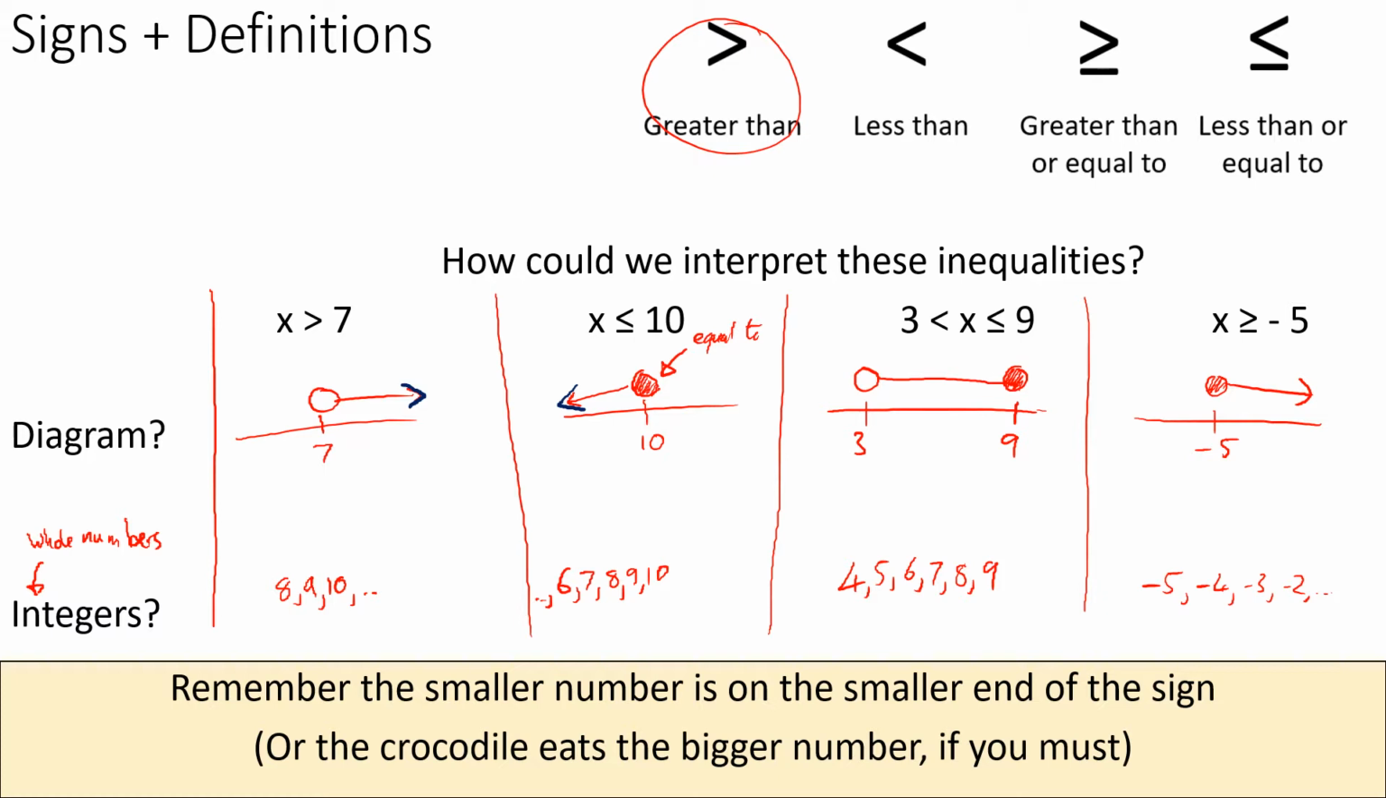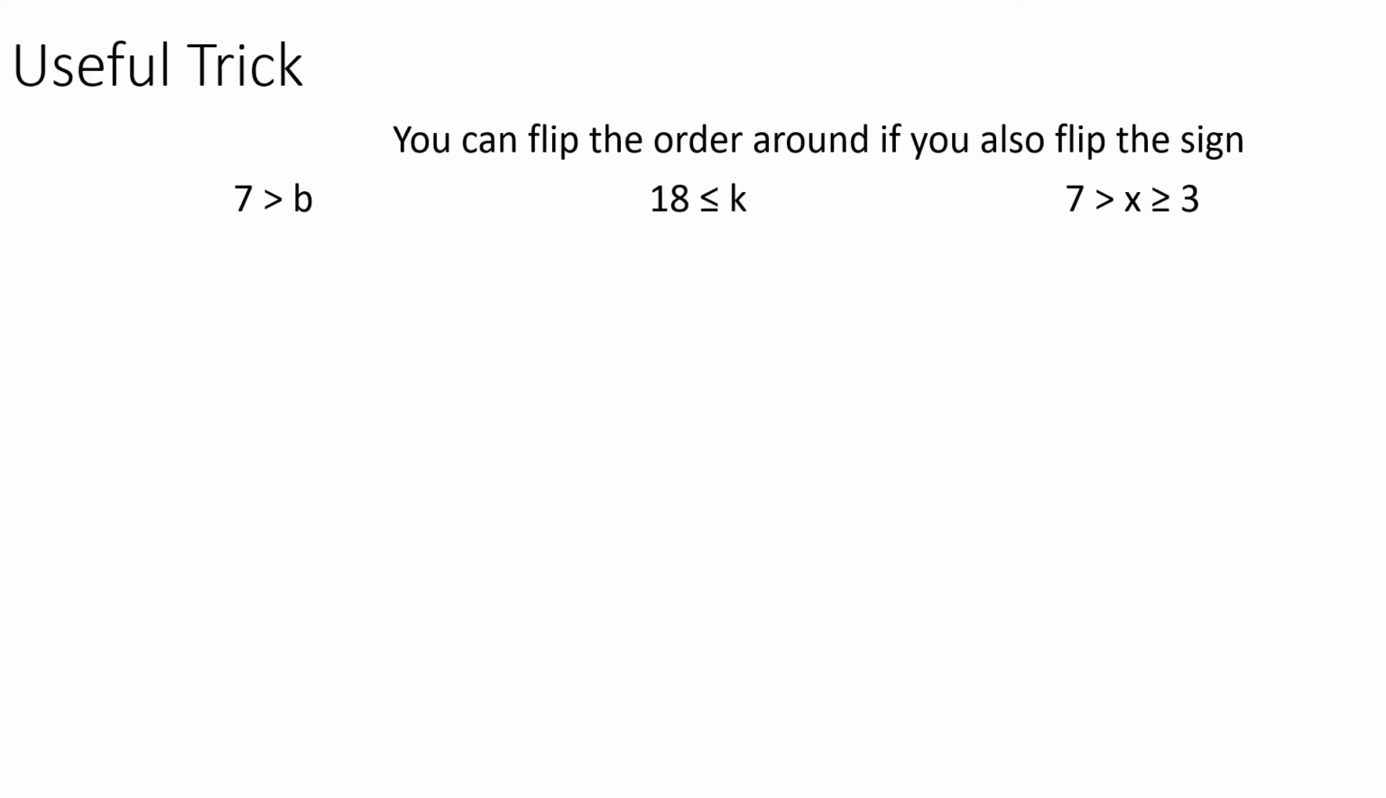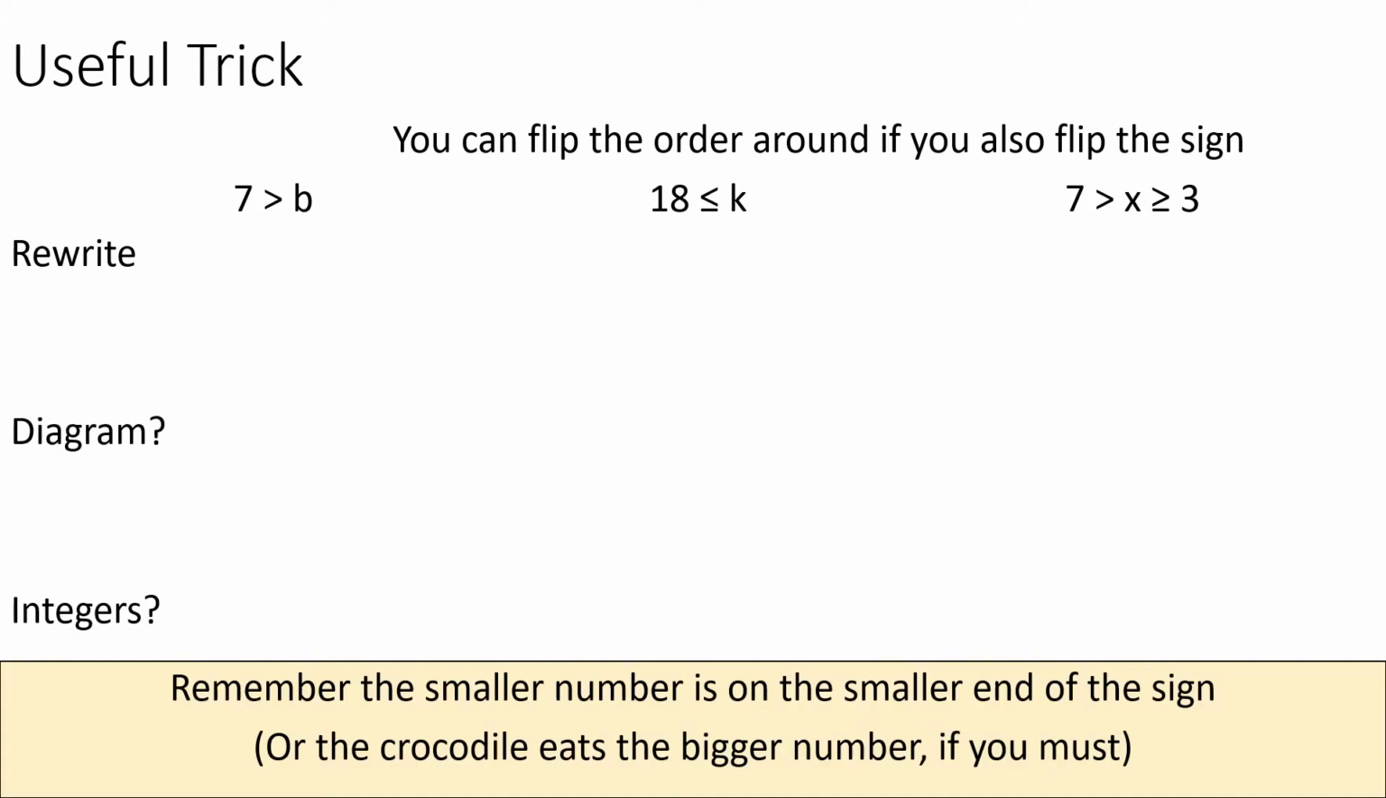But if it works for you, it works for you. One useful trick with inequalities is that if you have your number written on the right-hand side and you find that difficult to interpret, because if you're looking at this one, you might be thinking 7 is greater than b, what does that mean? You can flip the order around if you also flip the sign. So this 7 is greater than b is the same as saying, flip the order around, flip the sign around, b is less than 7.